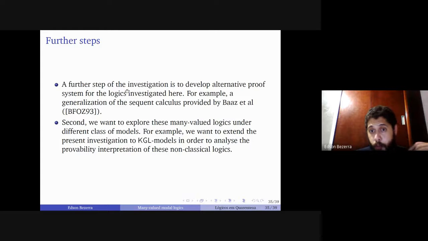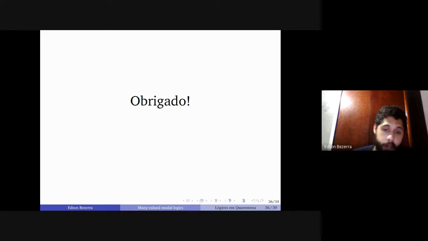generalize the sequent calculus provided by Baaz and Richard Zach, where they have what we call today the n-sided sequent. And in this sequent calculus, I think it is possible to provide the proof system I want for these logics. And second, I want to explore the probability interpretation of these many-valued logics, to compare, for example, whether the probability logic of Peano arithmetic of Lukasiewicz's logic can be formalized as the L3 version of KGL, for example.